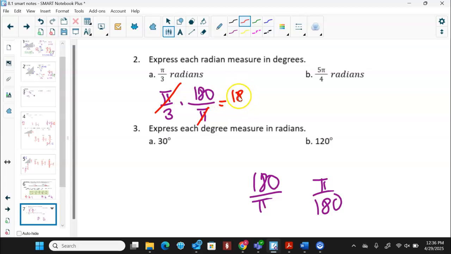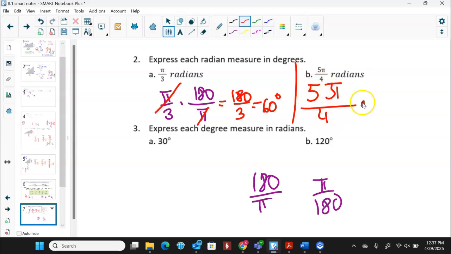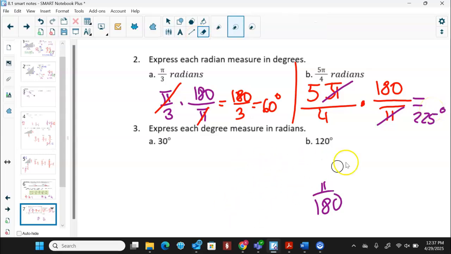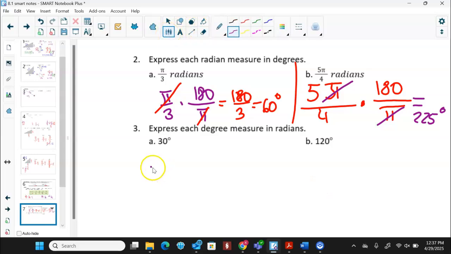Now 180 over 3, it's going to be 60 degrees. Here, the same thing. I've got 5 pi over 4, so I'm going to multiply by a pi on the bottom, and then 180, because I want the pi's to cancel. Pi, pi. So now you have 5 times 180 divided by 4, and that is going to be 225 degrees.